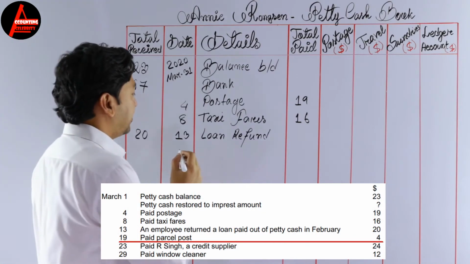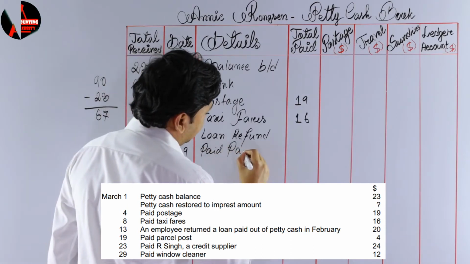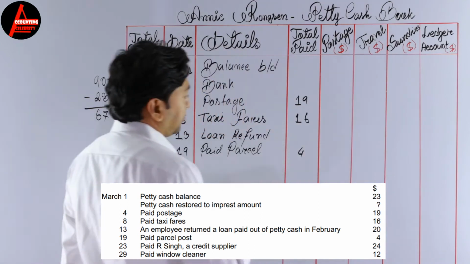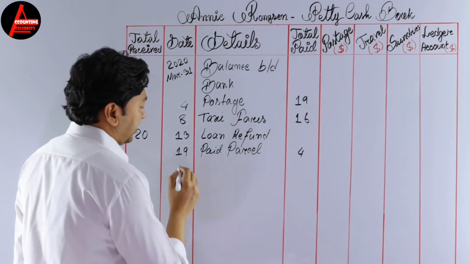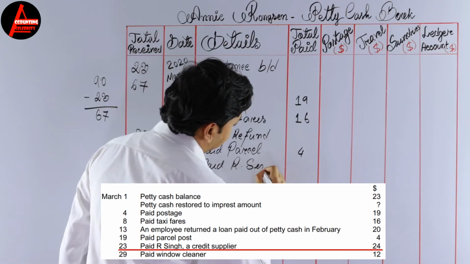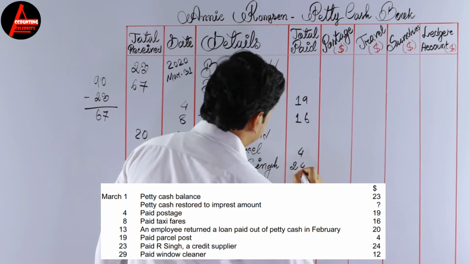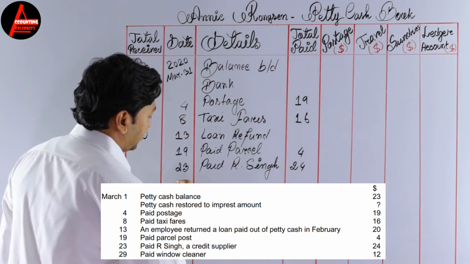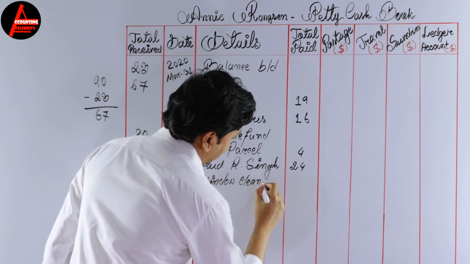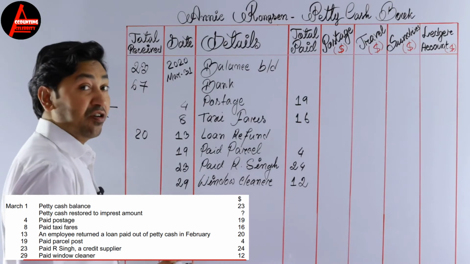Good. Next one is March 19, paid parcel. The amount in the question is $4, such a small amount. Next one is 23, paid R Singh. It's a name. What is the amount? It is $24. The last transaction is 29, window cleaner. The amount is $12. Very good, so we recorded all the transactions.